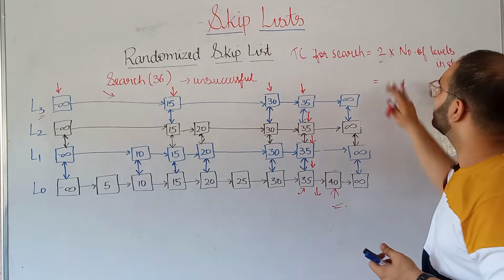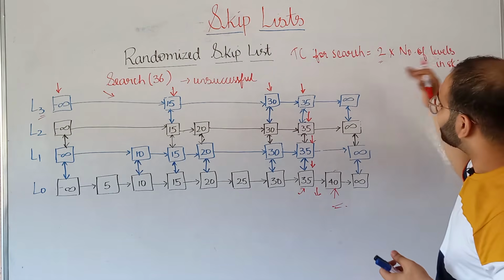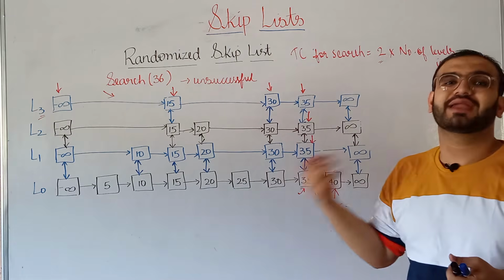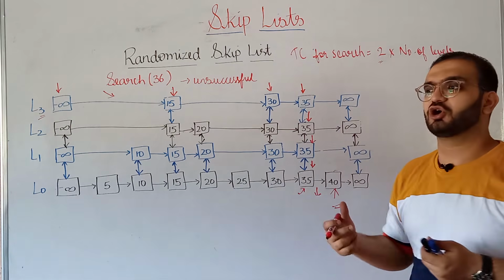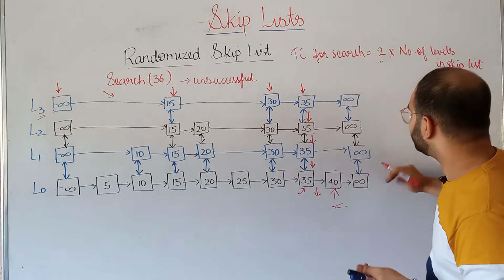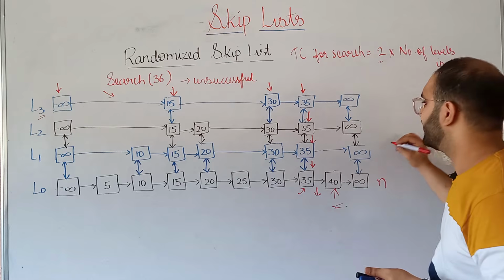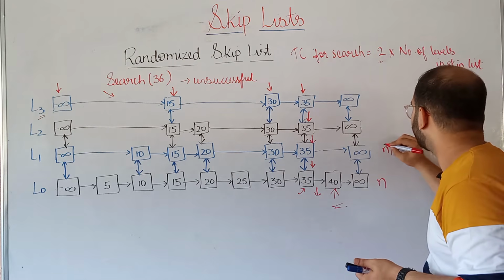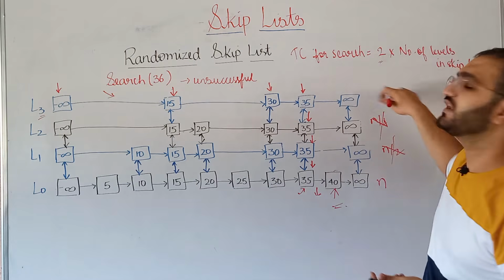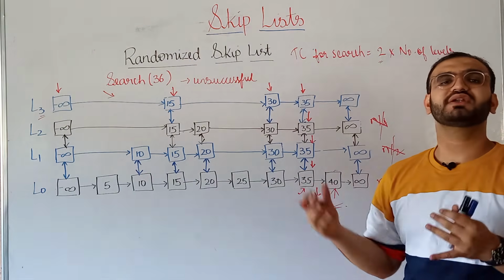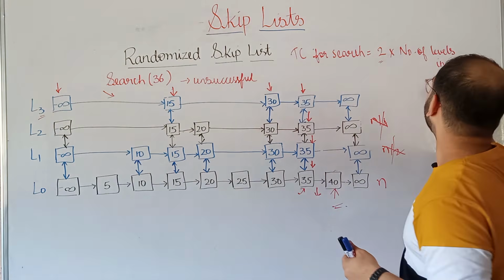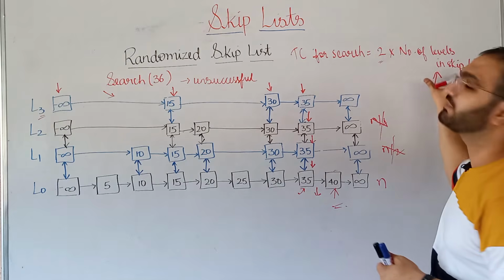At the same time, we cannot say that the number of levels in the skip list is going to be approximately log n. Here we have n nodes, here we don't have n by 2 nodes, here we don't have n by 4 nodes, so we are not following this strategy. So it is not necessary that we will have at most log n levels. This case is also not deterministic.